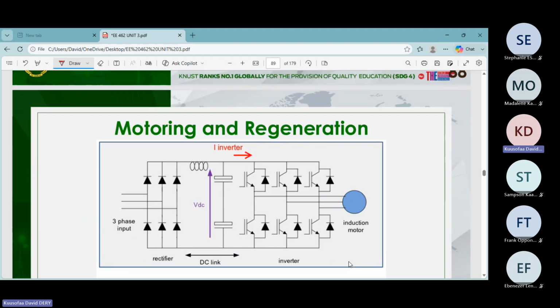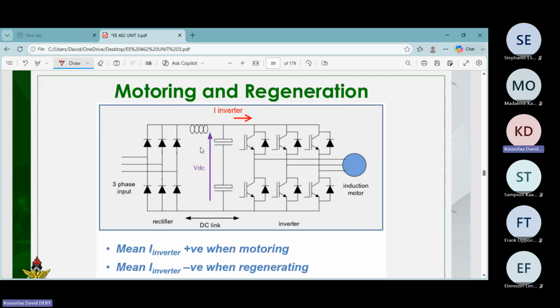So this is another way of representing the same equivalent circuit. If the current is moving this way, it's motoring. If the direction reverses, it is doing regeneration. And this is the capacitor that it will be charging, because the diode will not allow the current to reverse back to the supply. So the only path for it is to charge the capacitor. That is when it is doing regeneration.